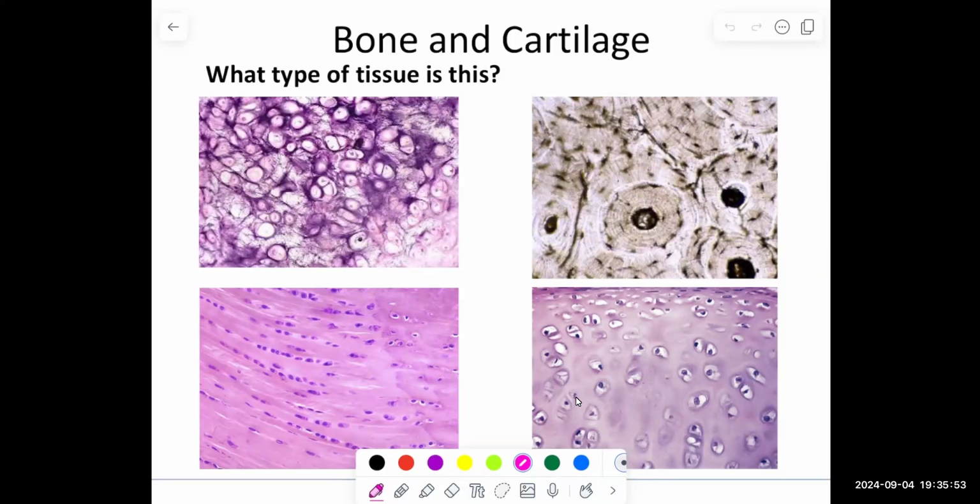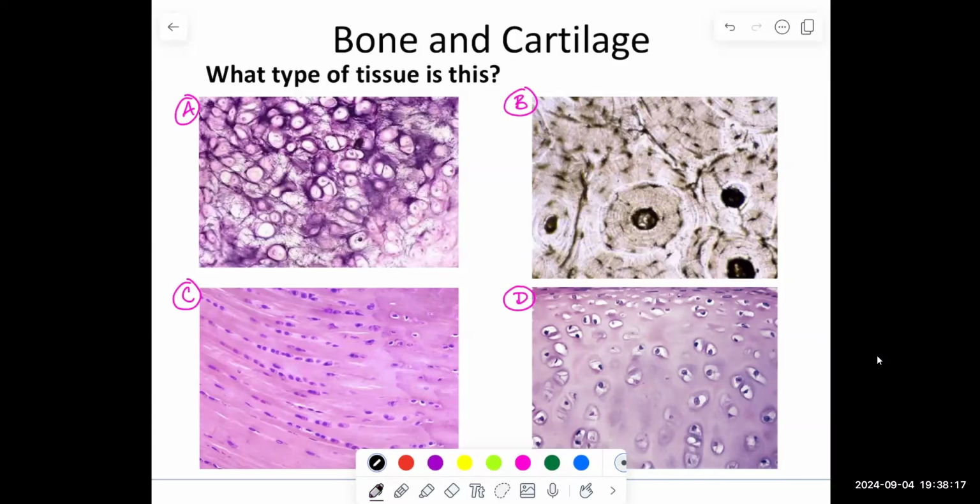So my questions to you, I'm going to pause, take a couple minutes, and ask you guys to identify these tissues for me. So which tissues are these? So we're good on these, it sounds like. Awesome. Which one is A?